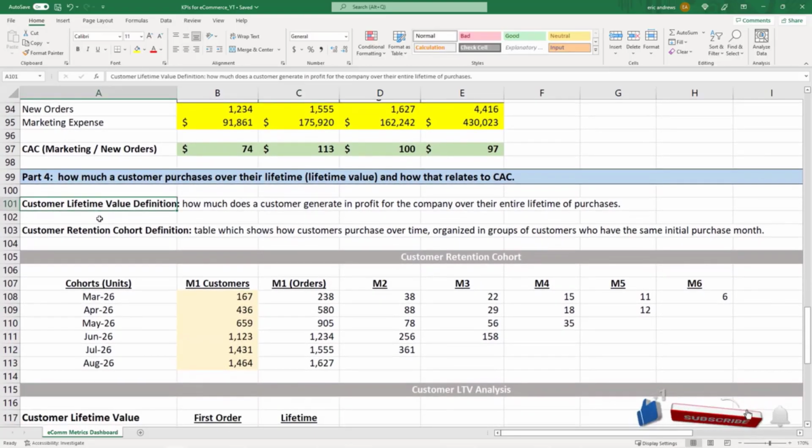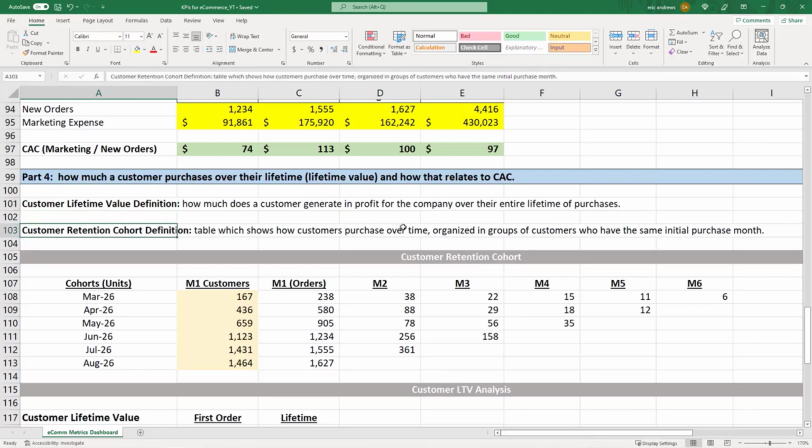Okay, so let's start with a couple definitions so that we can dive in and understand this. So, the customer lifetime value represents the total amount of contribution margin that a customer generates for the company over their lifetime of their relationship with the company. So, all the purchases they make over a long period of time.